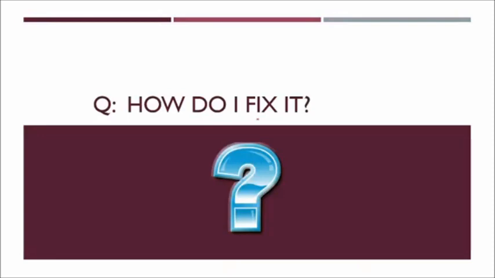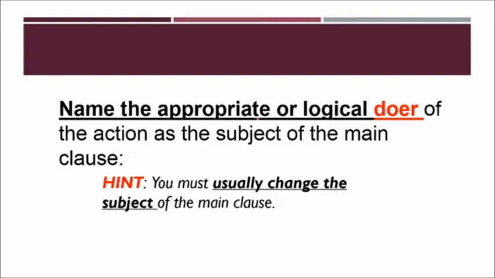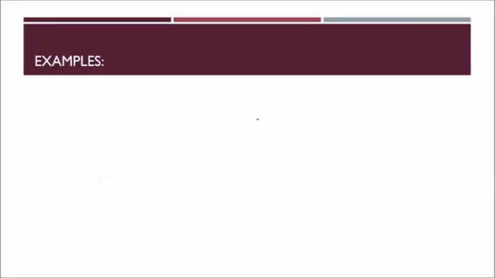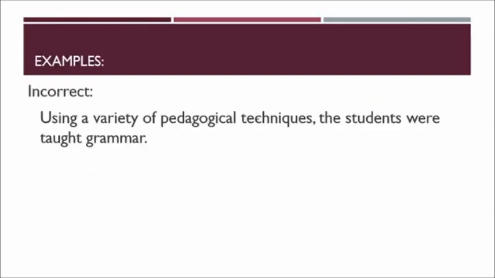So how do we fix a dangling modifier? Of course, this is the first step. Name the appropriate or logical doer of the action as the subject of the main clause. Technically, it is a dangling modifier because the doer of the action is missing in the sentence. So all we need to do is to add the logical doer in the sentence. For the examples, as you've said, all three are not correct.